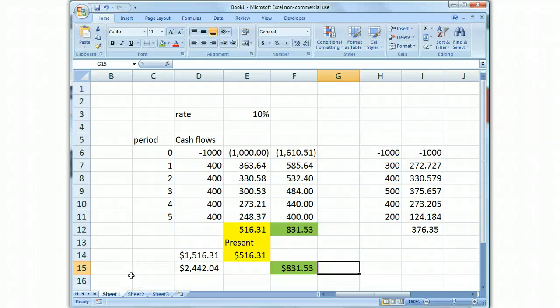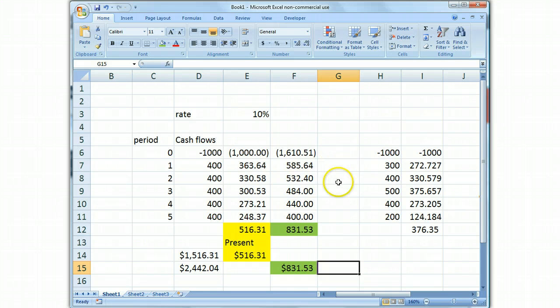Hello, this is a continuation from the previous video on using present value and future value formulas. If you have not seen that video, please check that one so you can understand this second one.